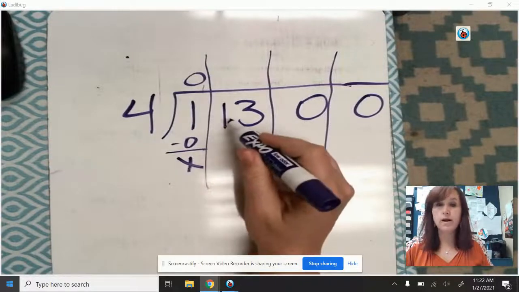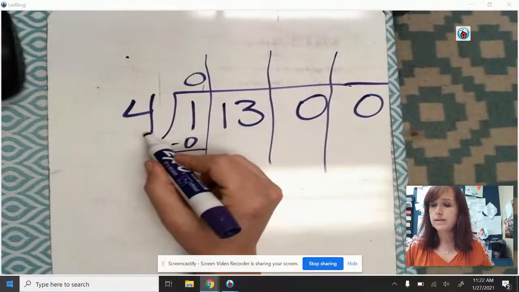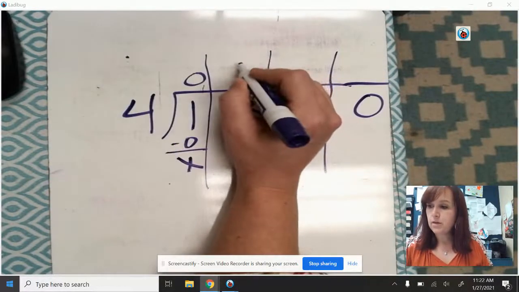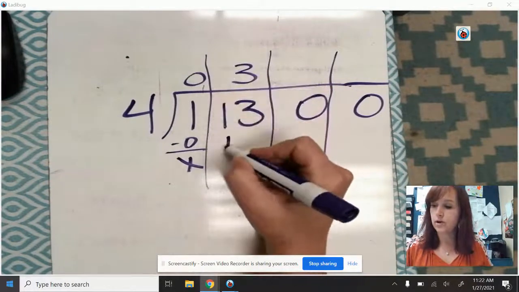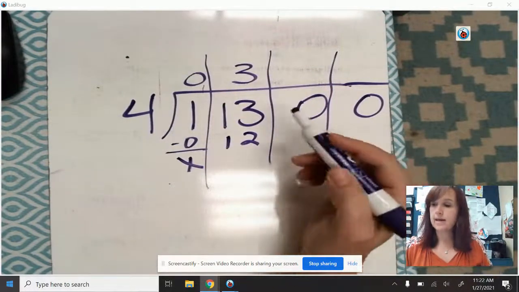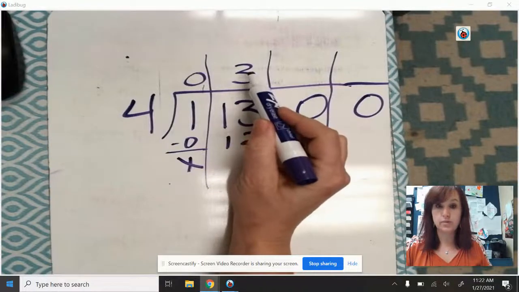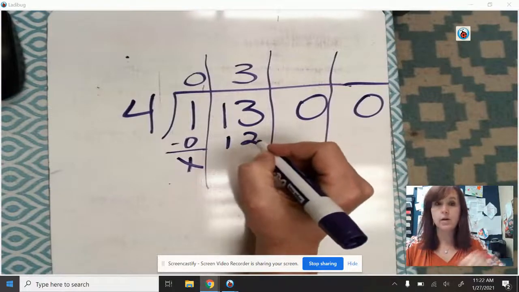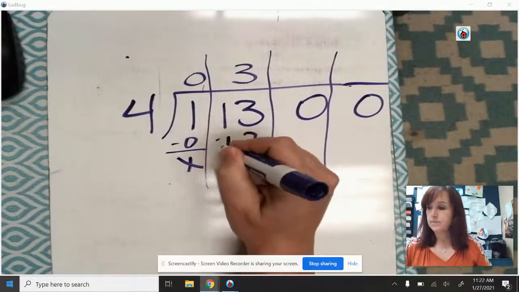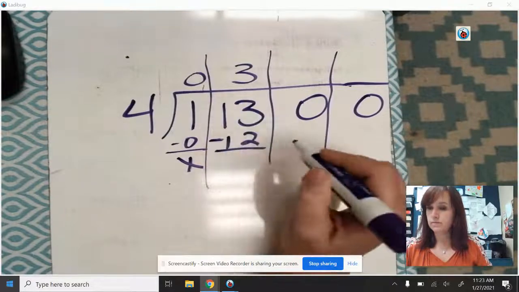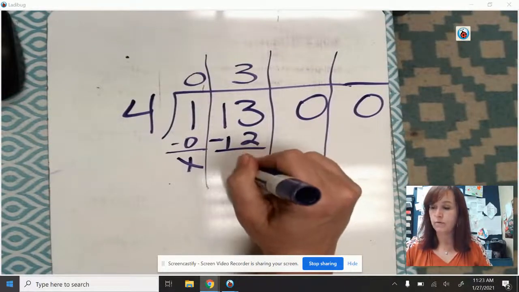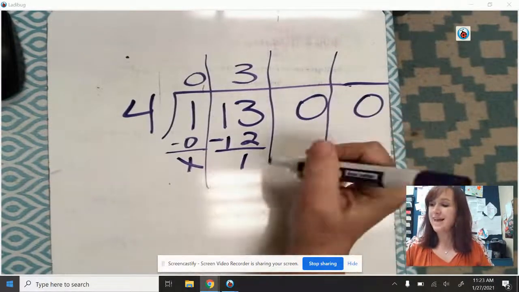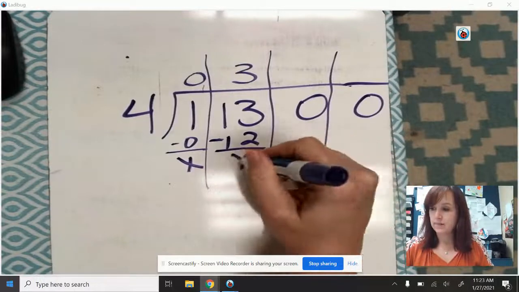So I shifted my 1 over, and now I'm going to see how many $100 bills I can give each of my friends. Well, I know that 3 times 4 is 12. So I can give each of my friends 3 $100 bills. 3 times 4 is 12. And so this 12 represents how many I gave away. All right. So now, once I find the difference in how many I had and how many I gave away, I have a $100 bill left. So I'm going to need to cash that in for 10 tens. So I'm going to shift it over.